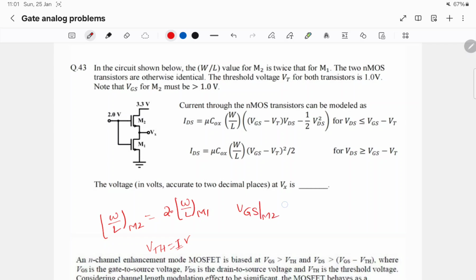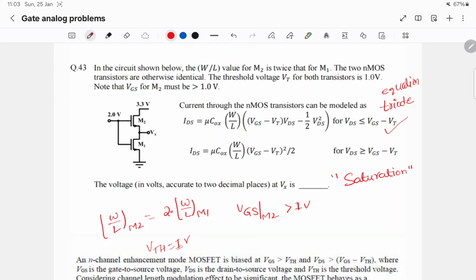VGS of M2 should be greater than 1 volt. Current through an NMOS transistor can be modeled as mu1 Cox W/L into (VGS minus VT) into VDS. This is a triode equation. So M2 is in saturation.